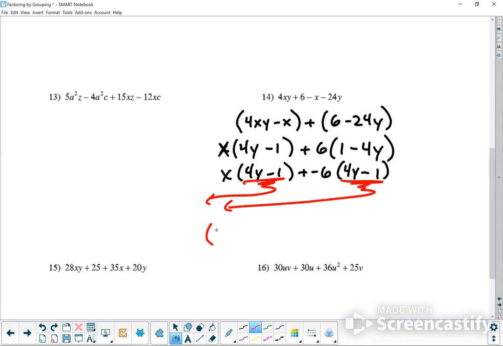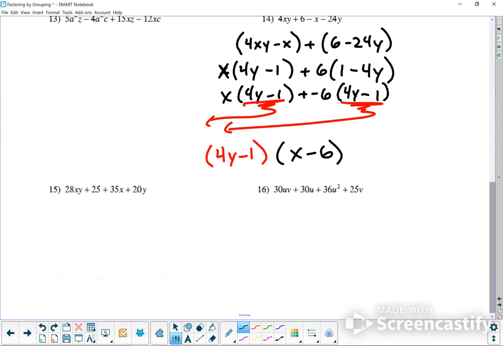So you're actually factoring out 4y minus 1, and left over will be x minus 6. Okay, last two.